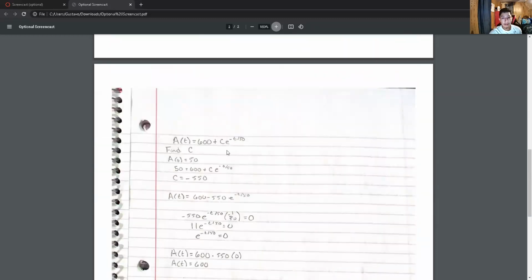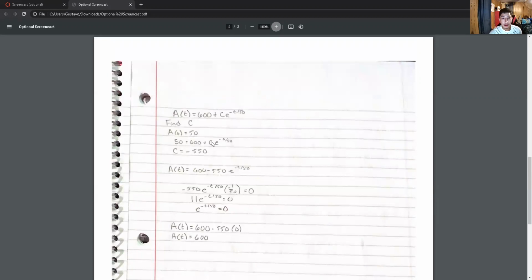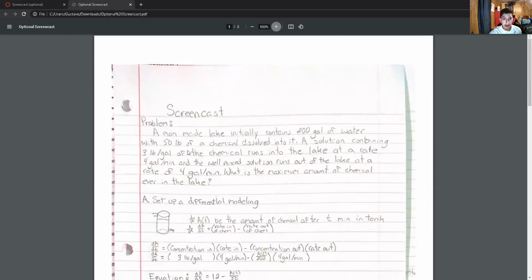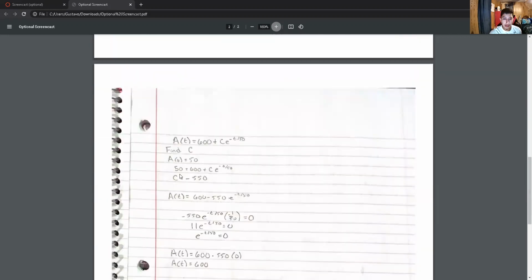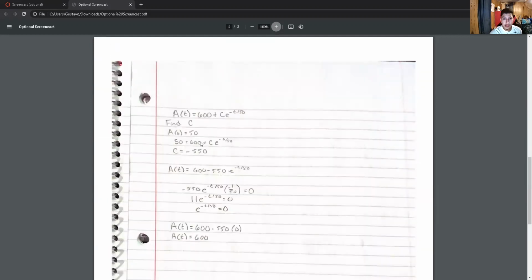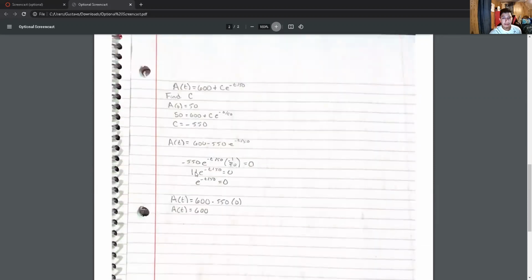Now that we have our solution, we're going to try to find the maximum value. To do that, we need our c. So we set our time to 0, and we know when it's 0, A is equal to 50, because up here we have a lake containing 200 gallons of water with 50 pounds of chemical dissolved into it. That gives us 50 equal to 600 plus c times e to the negative 0 over 50. E to the negative 0 over 50 is just 1, so our c is equal to negative 550. We plug in negative 550 for c, and then we have A of t equal to 600 minus 550 e to the negative t over 50.